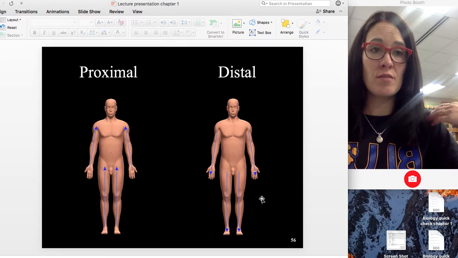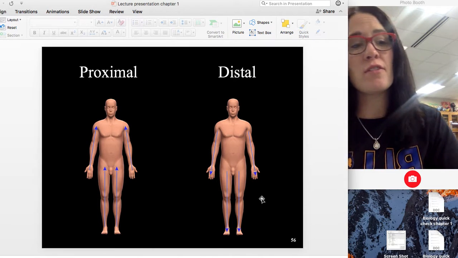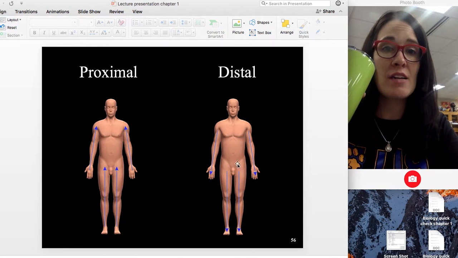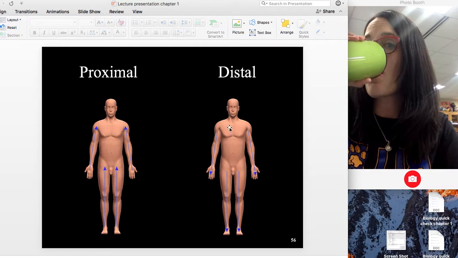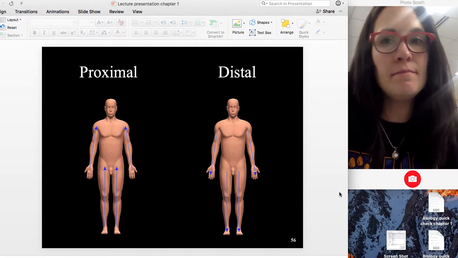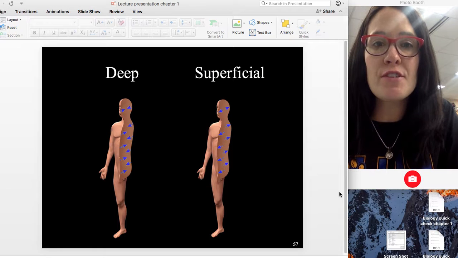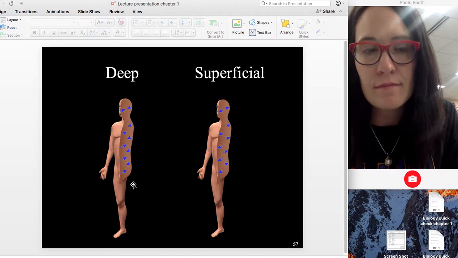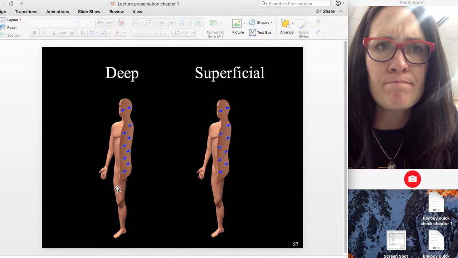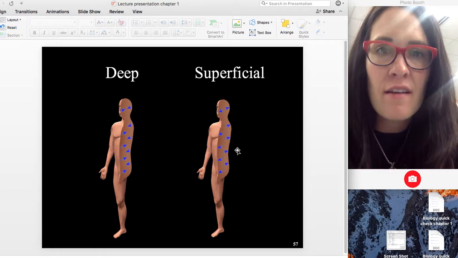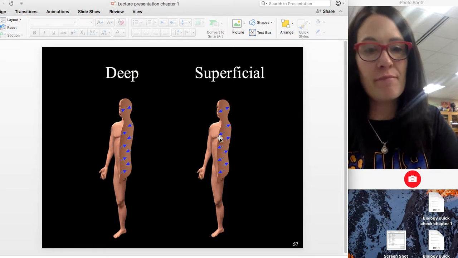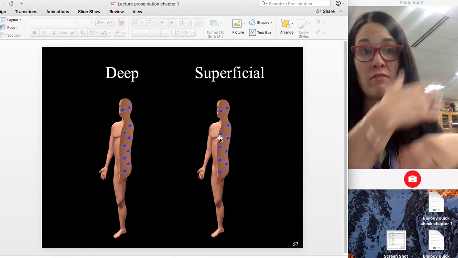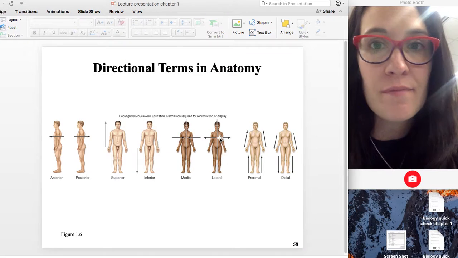Proximal is going to be closer to the point of attachment. Distal is farther from the point of attachment. And when I say point of attachment, I mean where the limbs attach to the torso, in this area. Deep and superficial. Deep is referring to closer to the core, or the middle of the body. Superficial is more towards the outside. So the skin is superficial to the fat. It means it's more towards the outside.